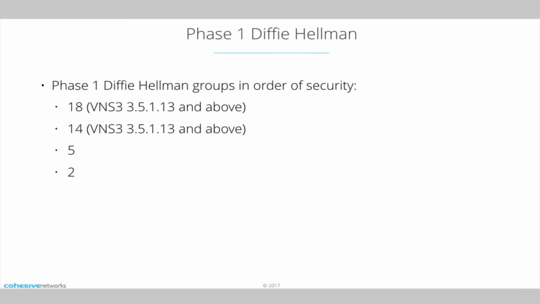Phase 1 Diffie-Hellman, again in order of security: there is an 18 that some people are using now. We're seeing a move to 14, but most of your connections are going to be 5. And each of these literally represents a byte specification of how the algorithm and the computation is done.